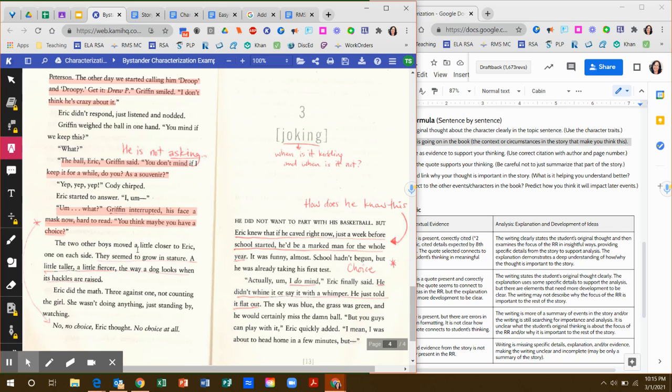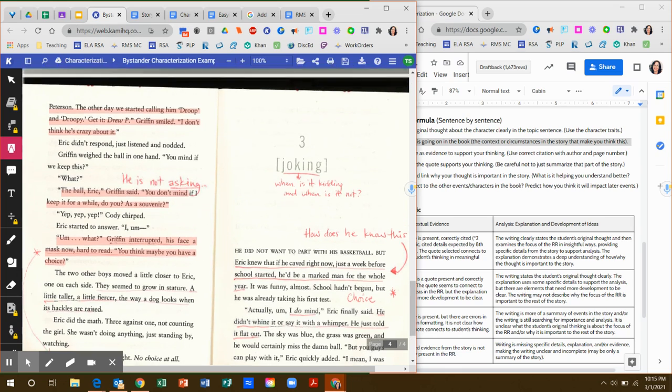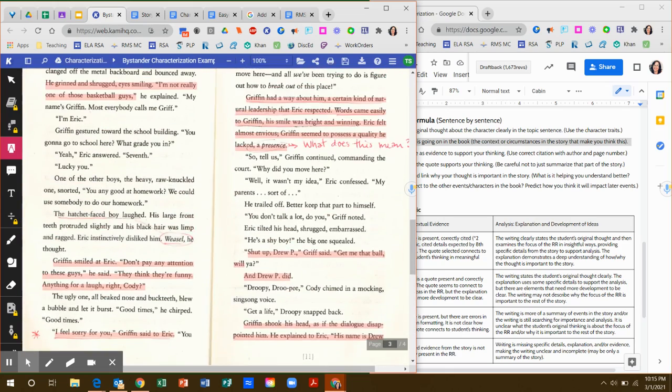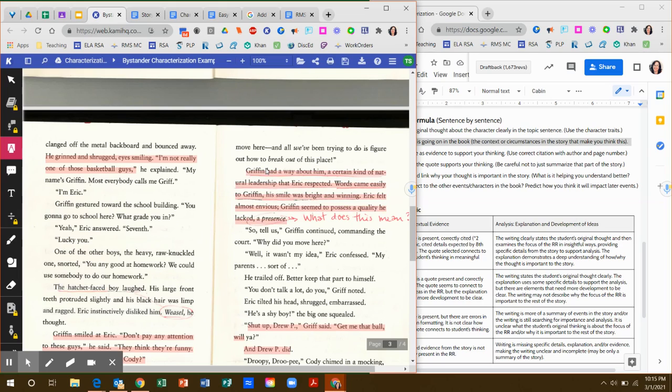And then all these boys kind of circle in closer, and it just gets a little bit fiercer, the way a dog looks when its hackles are raised. And so definitely he's outnumbered, and he's got to be really careful about what he does next, right? But the tone, I think that's part of it, is just this Griffin character had such a presence in this part of the story.